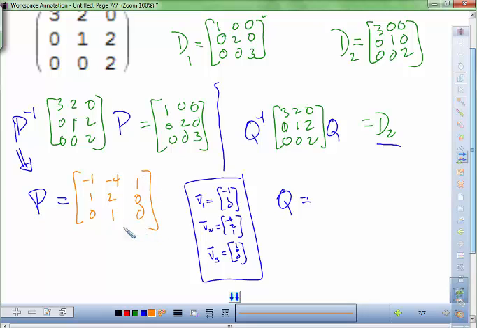So this would be our matrix, and it should be invertible. When we find its inverse, multiply it with A, and then multiply it with itself, it should give us this diagonal matrix.